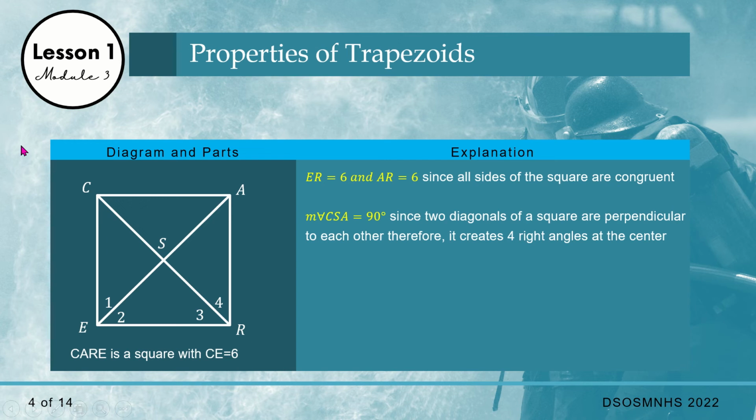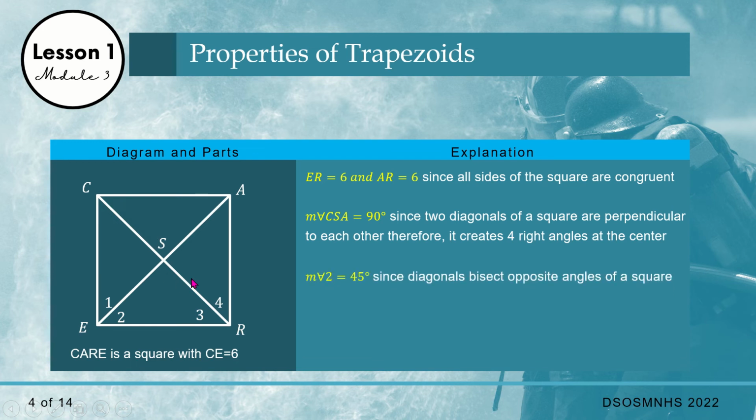So therefore, the effect of intersecting diagonals that are perpendicular to each other creates 90 degrees at the center. Four 90 degrees. So therefore, the measure of angle CSA is 90 degrees since two diagonals of a square are perpendicular to each other and therefore it creates four right angles at the center. So angle CSA, ASR, RSE or ESC, all are 90 degrees. The four angles at the center are all 90 degrees each.